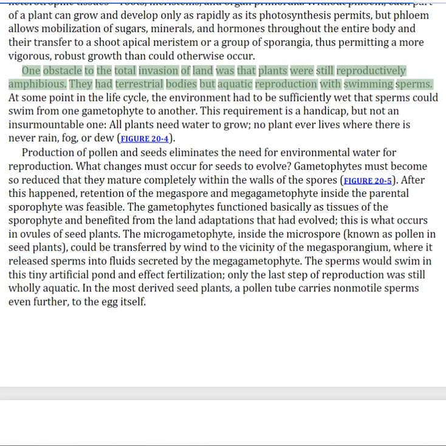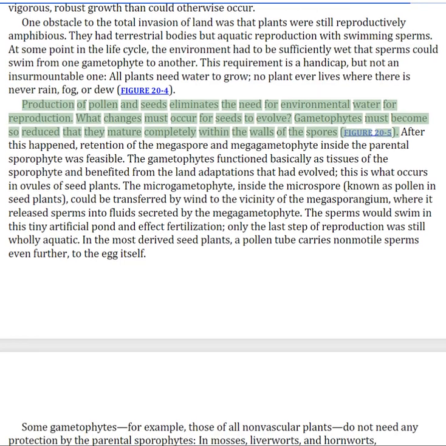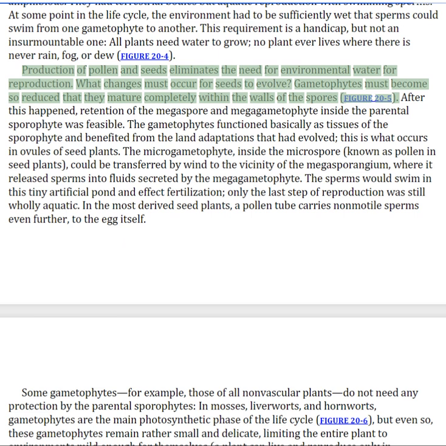One obstacle to the total invasion of land was that plants were still reproductively amphibious. They had terrestrial bodies but aquatic reproduction with swimming sperms. At some point in the life cycle, the environment had to be sufficiently wet that sperms could swim from one gametophyte to another. This requirement is a handicap, but not an insurmountable one. All plants need water to grow. No plant ever lives where there is never rain, fog, or dew. Production of pollen and seeds eliminates the need for environmental water for reproduction.